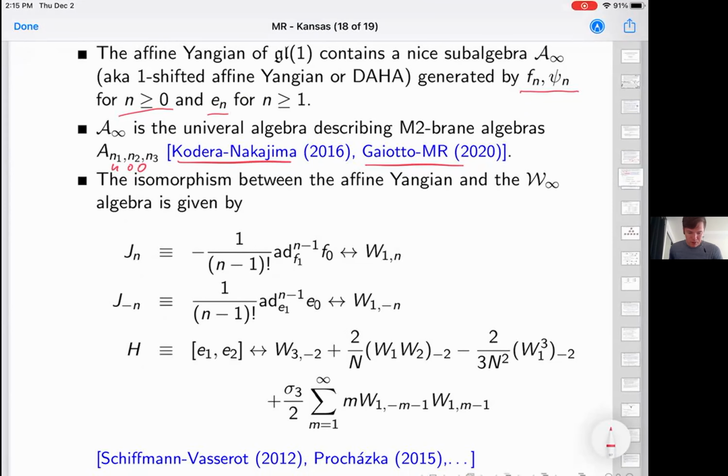Okay, so let me also write down explicitly the isomorphism between the affine Yangian and W infinity. And for that, let me define slightly different generators of the GL1 affine Yangian by writing the following successive commutators of F1 with F0, E1 with E0, and the following commutator of E1 with E2. You can just believe me that this expression gives an isomorphism of associative algebras.